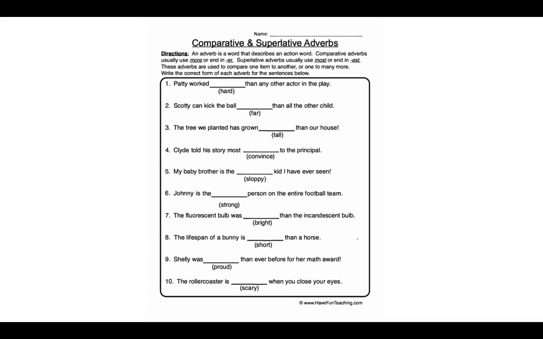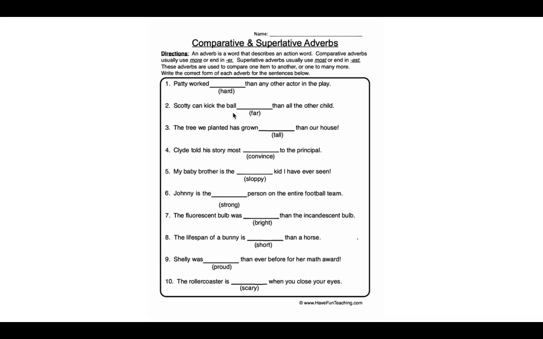Okay, so comparative and superlative adverbs are just like the comparative and superlative adjectives. You just have to make sure that you're using the correct word. So comparative adverbs usually use more or end in er. Superlative adverbs usually use most or end in est. These adverbs are used to compare one item to another or one to many more. So, for example, Patty worked blank than any other actor in the play. What's it going to be? Harder. Patty worked harder than any other actor in the play.